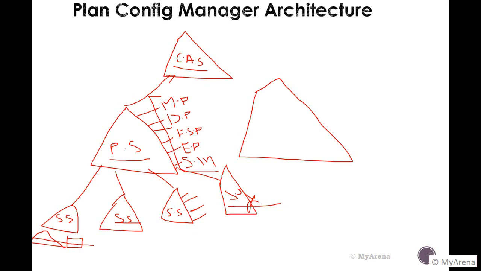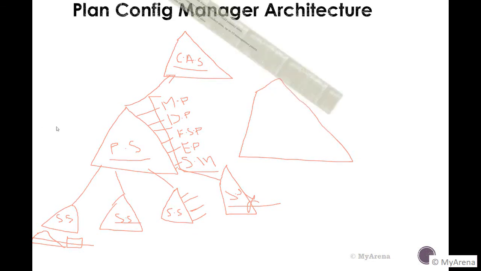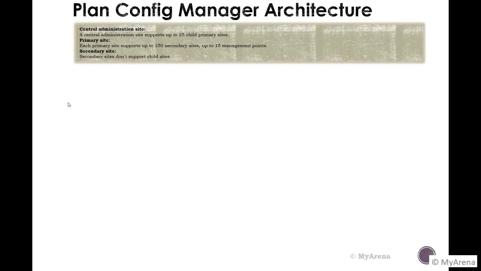Now let's quickly look at how the numbers stack up. A central administration site can support up to 25 child primary sites. 25, that's a huge number. In this case, the primary site can support up to 250 secondary sites and up to 15 management points. Like I said, a secondary site does not support a child site, so there is no child secondary site.